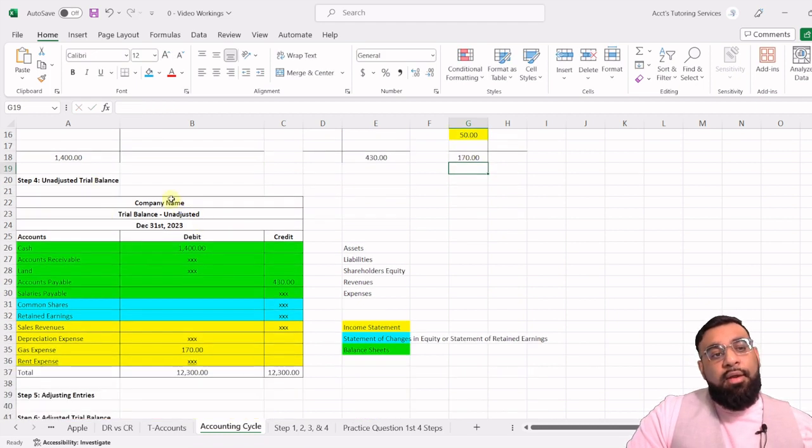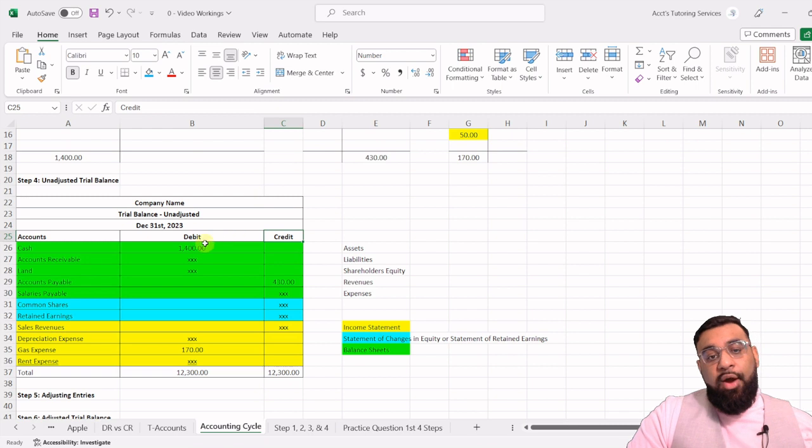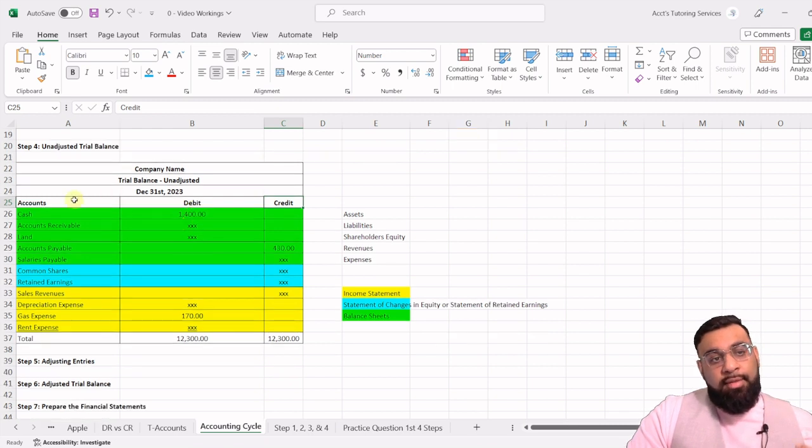Now the trial balance is going to have a three-part title: the company name, trial balance unadjusted, then the date at December 31st, 2023. Then we're going to have accounts, debits, and credits. So now we're going to list the accounts under the trial balance in the order of assets, liabilities, shareholders' equity, revenues, and expenses. I'll explain to you why in a bit.